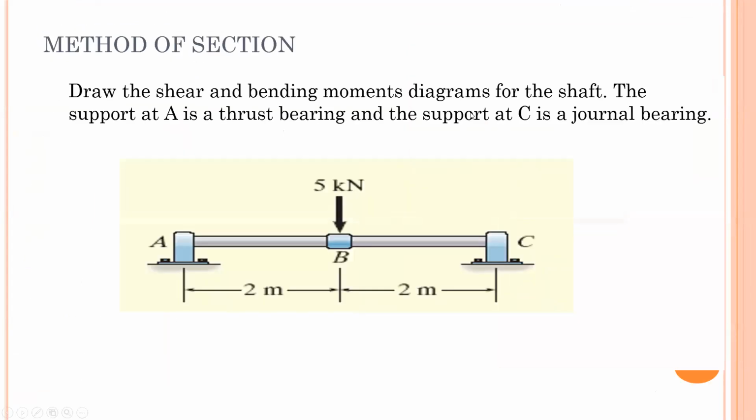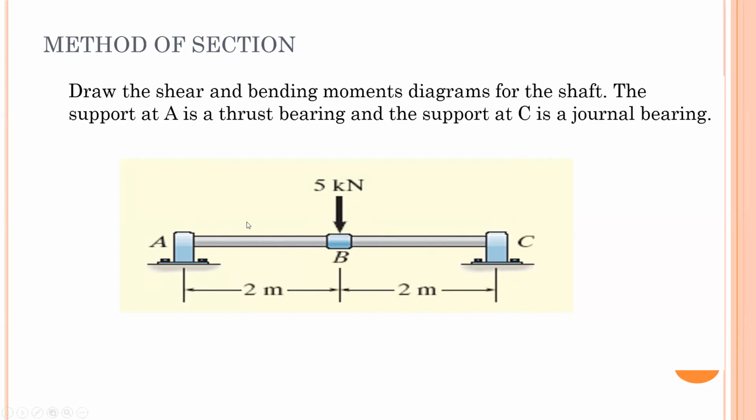All right. So yes, we had this problem yesterday. It says draw the shear force and bending moment diagram for the shaft. This is the shaft, and you have a bearing here and a bearing right here. The support at A is a thrust bearing, and the support at B is a journal bearing. So there are 2 bearings. At midspan, there's a 500 kilonewton load being applied to this part here. So this is A, B, C.